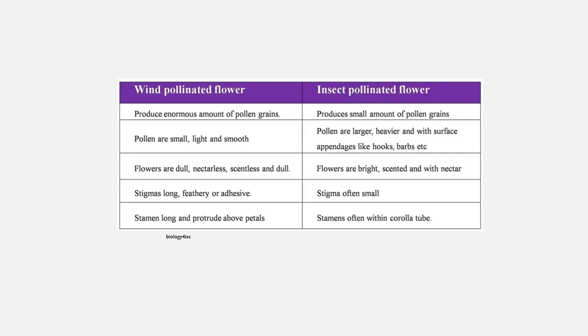Insect-pollinated flowers produce just a small amount of pollen grains. The pollen is larger and heavier. It has hooks and barbs, so it can attach itself to insects. The flowers are bright, scented, and have nectar. Stigmas are often small, and the stamens are often within a corolla tube, so sometimes the flower has to come up with a way to attract that insect inside its flower.